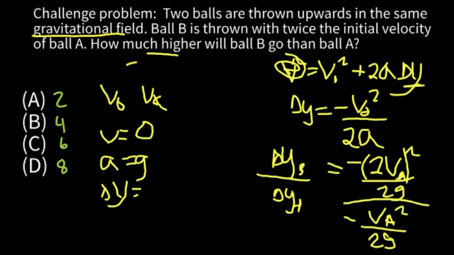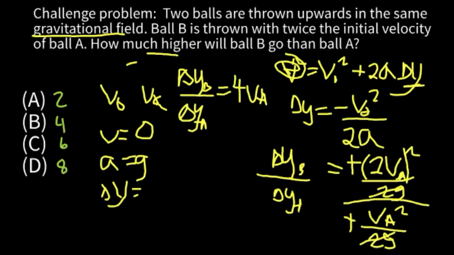I'm going to multiply the numerator and the denominator by 2g, so that will cancel out of the equation. These negatives will also become positives, and then we're just going to square. So we have change in y of B over change in y of A equal to 4VA squared over VA squared, and that leaves us with this 4. So that tells us that ball B is going to go 4 times higher than ball A when it is thrown with twice the initial velocity of ball A.